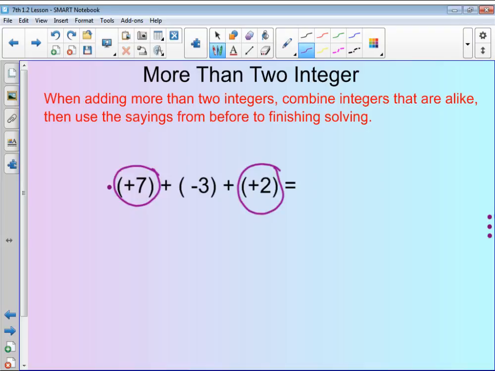So now I'm going to look at it like this. Positive 9 plus, and then I had a negative 3 left over because there was nothing to group this 3 with, right? And we'll eventually get to some that have more than just 3.